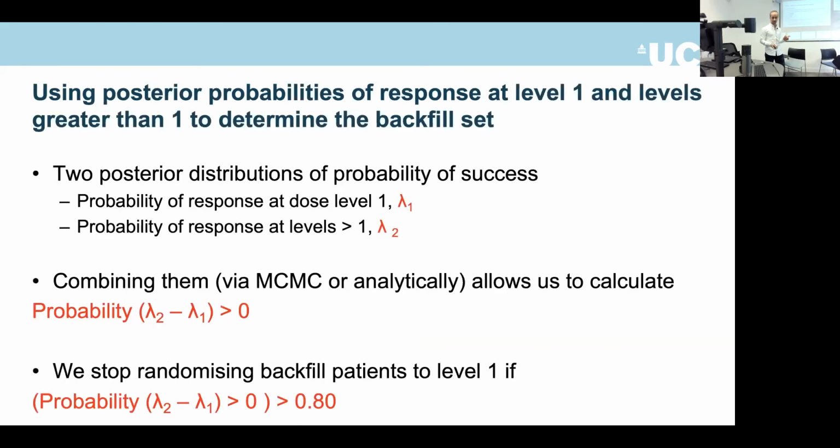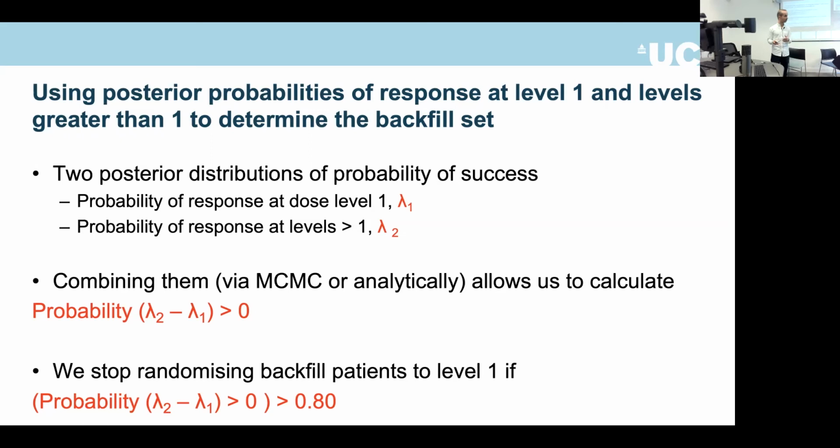So how do we do that? Well, what we suggest in the paper is to use a simple Bayesian strategy based on the beta binomial model, where we just look at the posterior distribution of the probability of success, the probability of a response. Imagine we call the probability of response at dose level 1 lambda 1, and the probability of response at levels greater than 1 lambda 2. With the beta binomial model, we can easily derive the posterior and calculate the probability that lambda 2 minus lambda 1 is greater than 0.